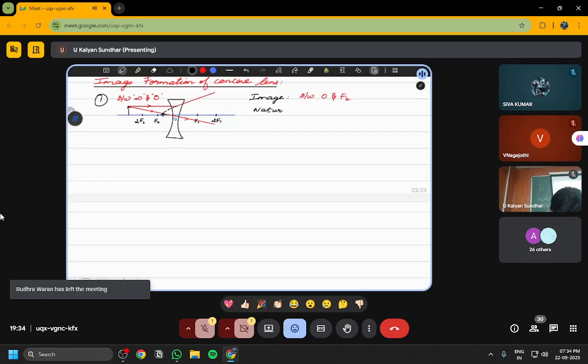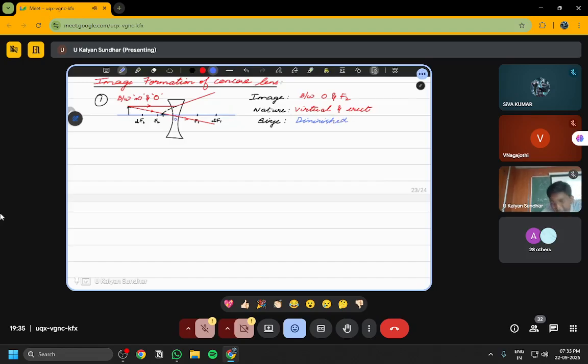Its nature is virtual and erect, and the size is diminished. Not point size, it will be somewhat diminished.